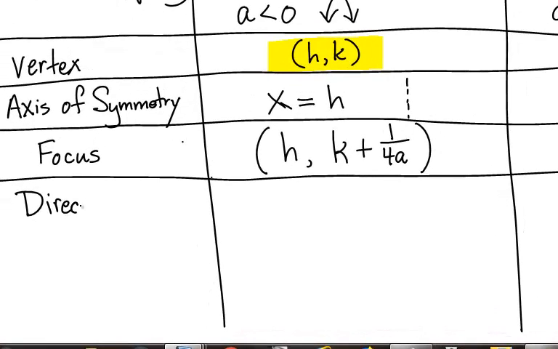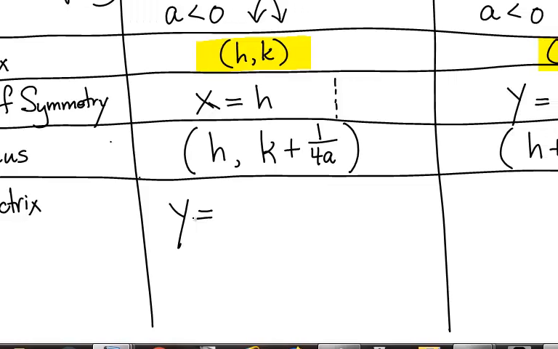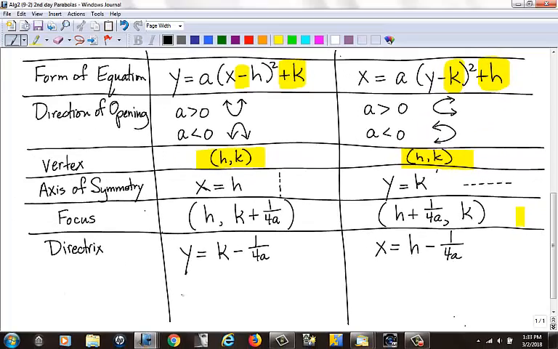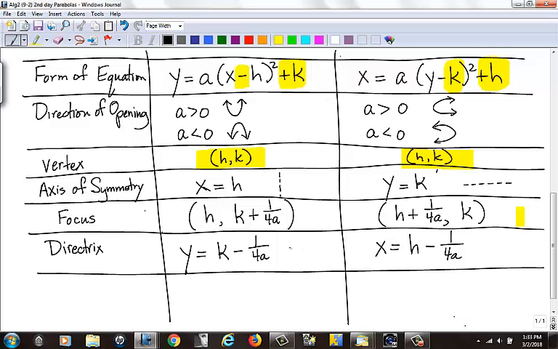The directrix on this form is y equals. The directrix has to be horizontal in this form, so it's got to be y equals a number. It's y equals k minus 1 divided by 4a, and you figure out what that number is. Okay, on this form, it's x equals h minus 1 divided by 4a. So on this one, the directrix is a horizontal line. This one, the directrix is a vertical line.